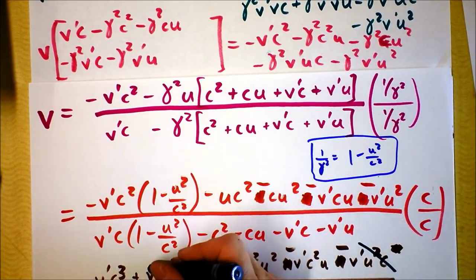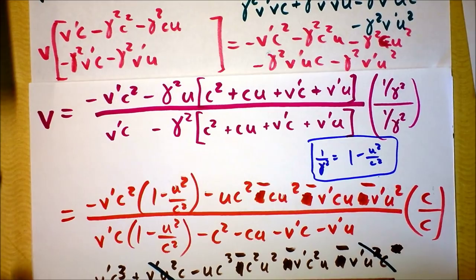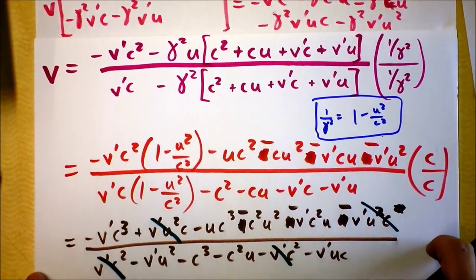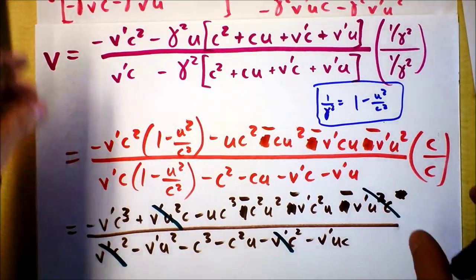This cancels. With that, what about the denominator? Do you see any v primes times c squared? I do. That one cancels that one. Oh, that's really nice! But you have no idea what I've been doing because it's almost entirely off the page. There, now you can see it.